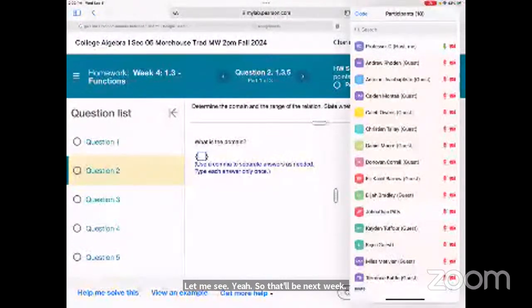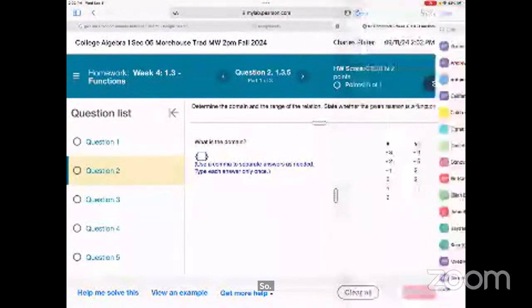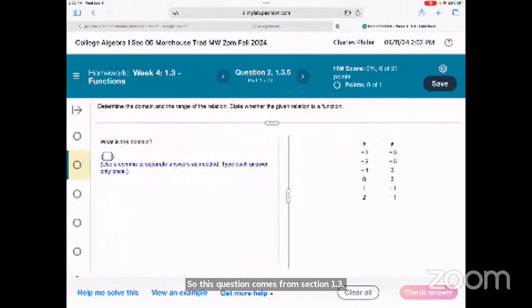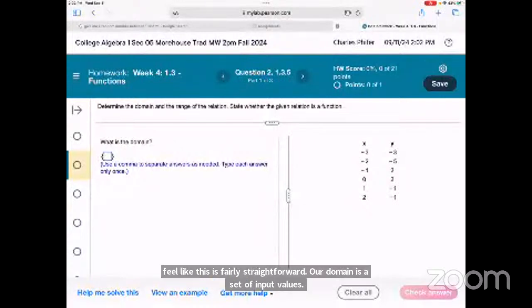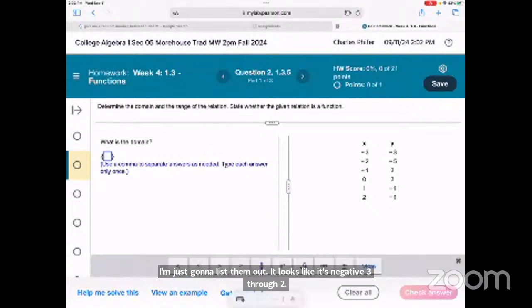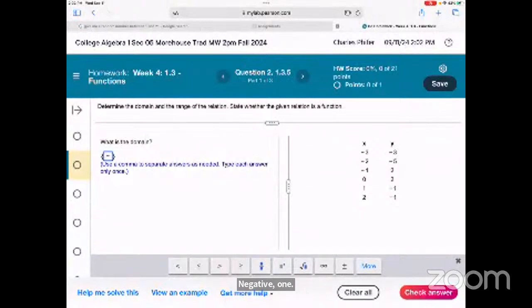Okay, we're here on question 2. This question comes from section 1.3, question 5. It says, what's the domain of this set of numbers? I feel like this is fairly straightforward. Our domain is a set of input values, so I'm just going to list them out. It looks like it's -3 through 2. So -3, -2, -1, 0, 1, 2. Okay, I'm going to hit enter.